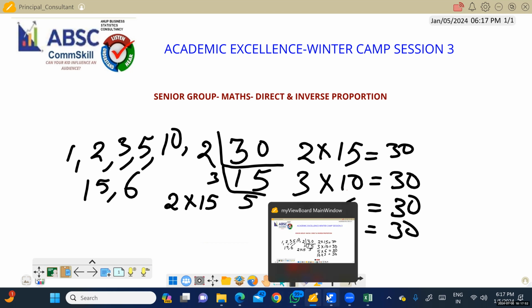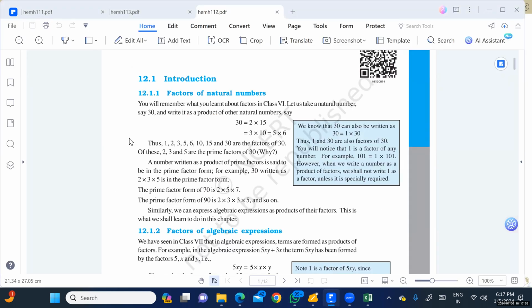What is the use of prime factors? Why do we find prime factors? 2, 3, 5 are prime factors of 30. Why? Because we know these are prime numbers which cannot be divided by any other number except for itself. Is this clear, Arush? Yes, sir. So these are the factors of natural numbers: 1, 2, 3, 5, 6, 10, 15, 30.